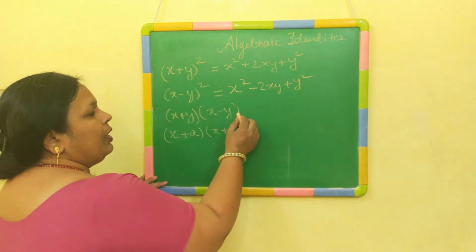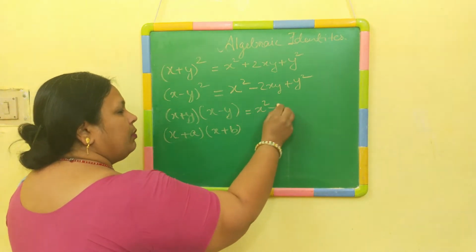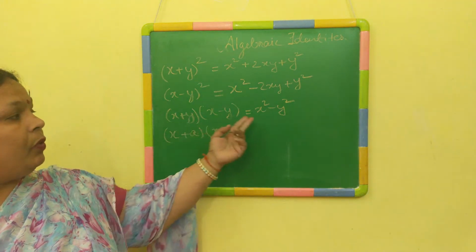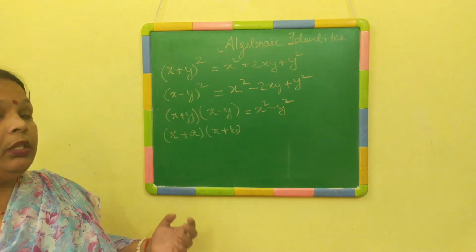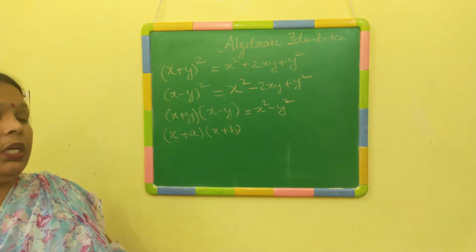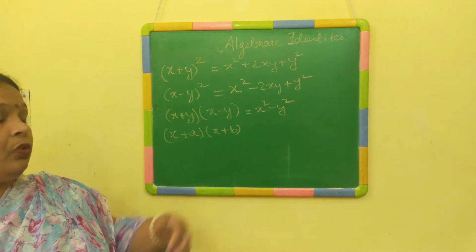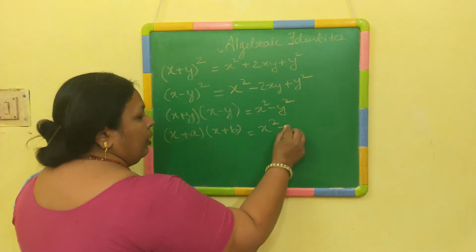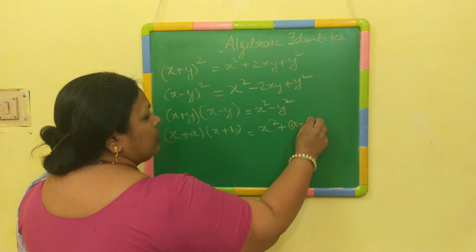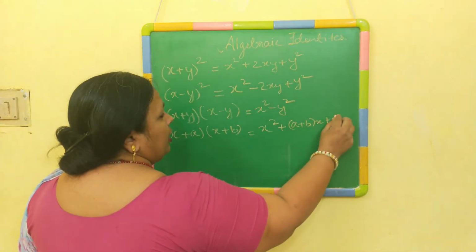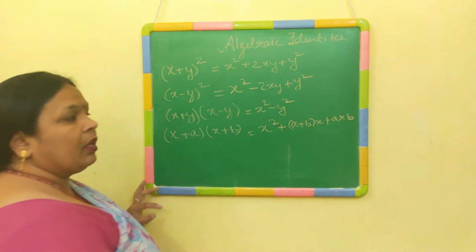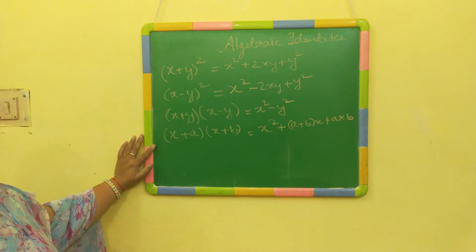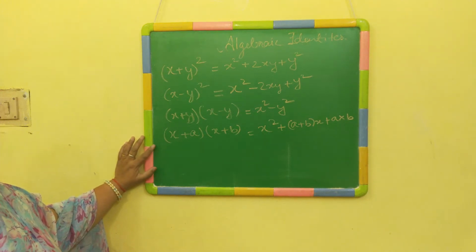(x plus y) into (x minus y) is x square minus y square. Simply multiplication of these two will give you x square minus y square. The fourth one is (x plus a) into (x plus b), which will give you x square plus (a plus b)x plus a into b. Clear? Now using these basic identities, we will be getting a few more identities.